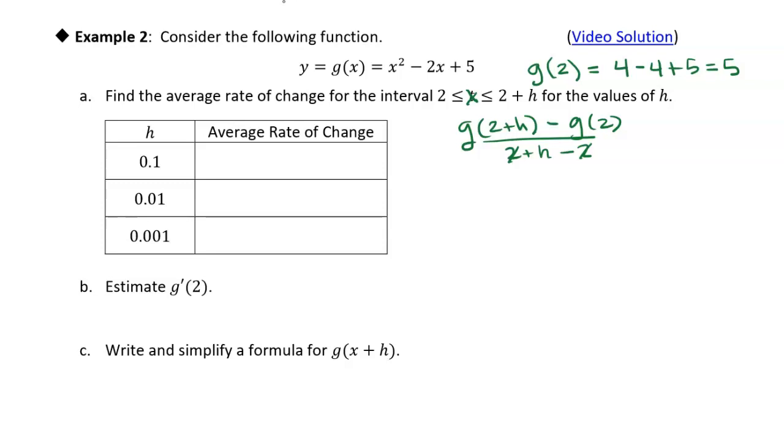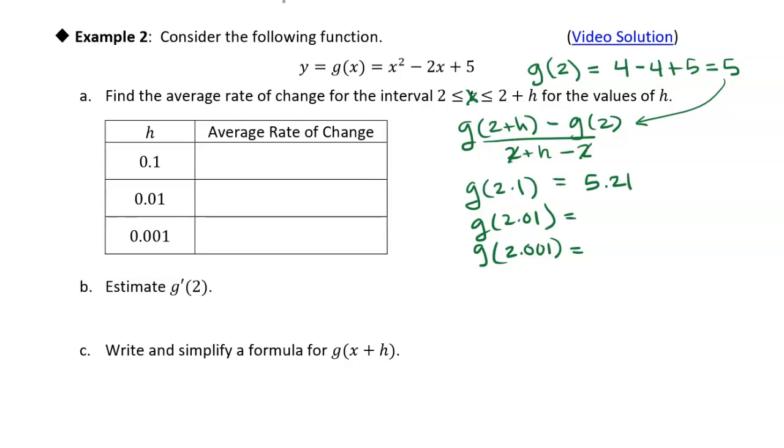So it would be good to have g of 2 here, so I can plug that in. I'm going to find g at 2.1, g at 2.01, and g at 2.001, and then it'll be easier to calculate these values. When I plug in 2.1 to this original formula, x squared minus 2x plus 5, I get 5.21.